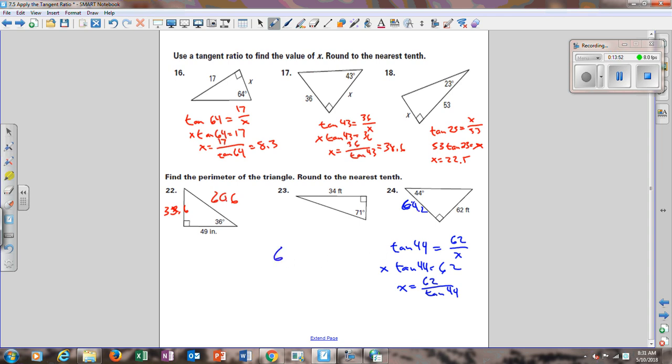Then you do 62 squared plus 64.2 squared equals x squared to find the hypotenuse. It gives you 89.3 for the hypotenuse. Then you just add them all together. 64.2 plus 62 plus 89.3 gives you 215.5. All right, I believe that's it.